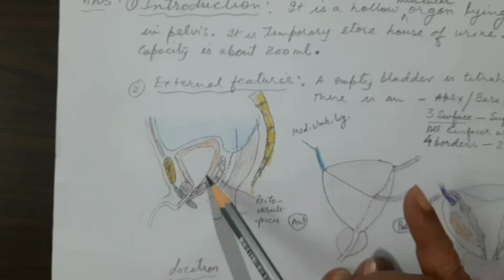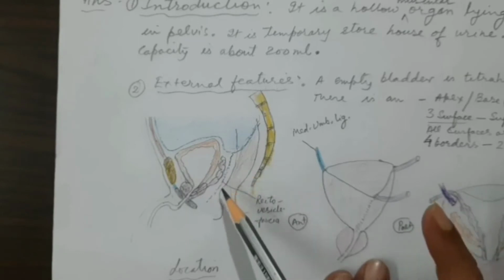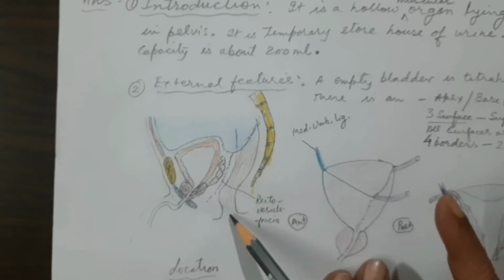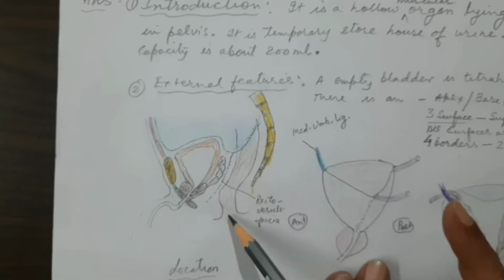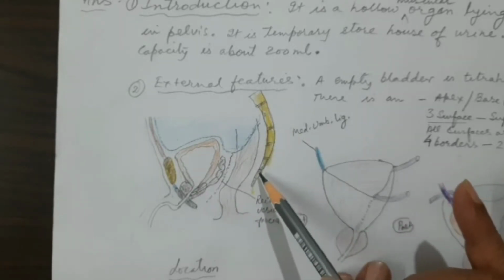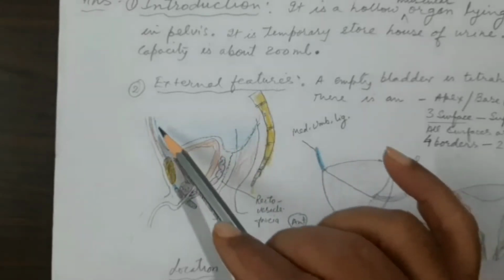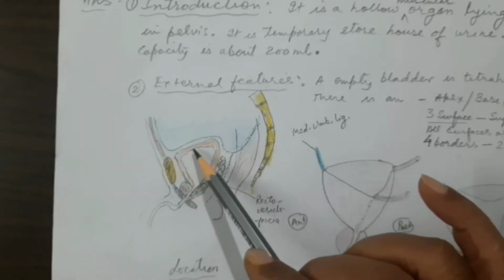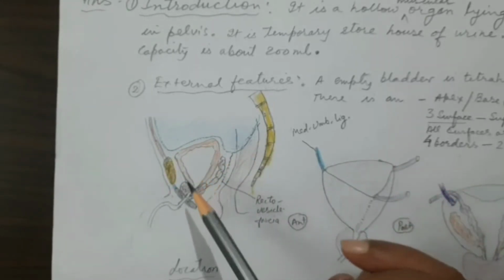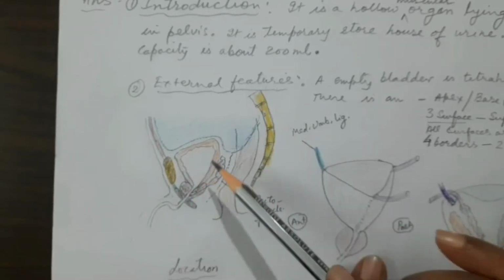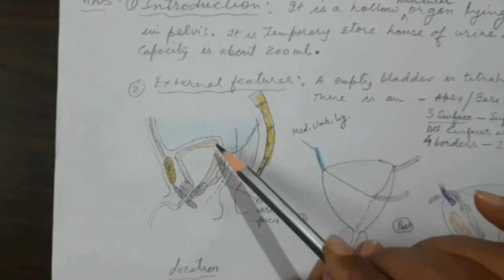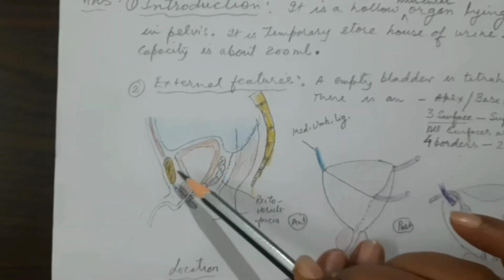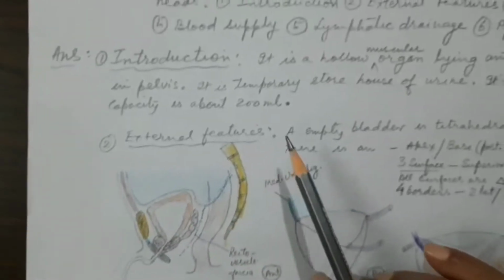This is the seminal vesicle, which is placed posterior to the urinary bladder. This is the rectum, and this terminal part of the GIT is the anal canal, and this is the sacrum and coccyx. This blue color indicates the peritoneum covering the pelvic viscera. So this is the orientation of the pelvic viscera, in which we are dealing with the urinary bladder, which is placed most anteriorly in the pelvic cavity.